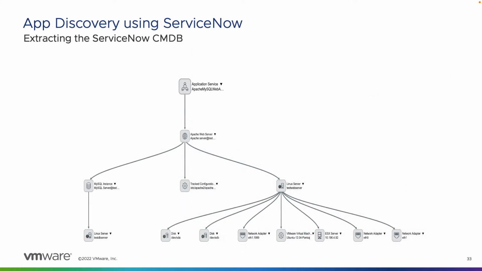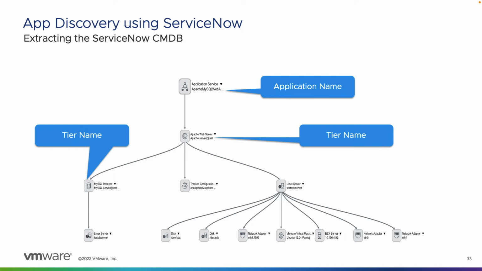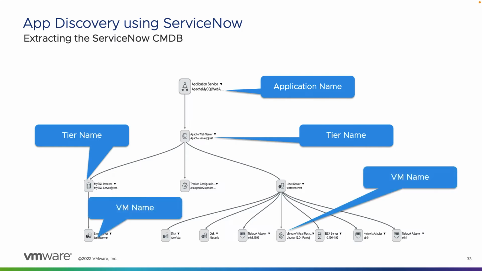Now, when we get into utilizing ServiceNow and extracting the ServiceNow CMDB, you can see the structure within ServiceNow and how we're going to actually discover those applications. It's showing you in this example the application name, the tier names, and the VM names, using the ServiceNow CMDB architecture for applications defined within that CMDB.